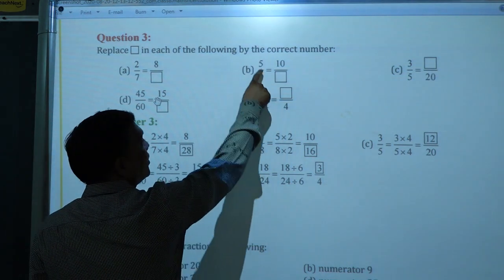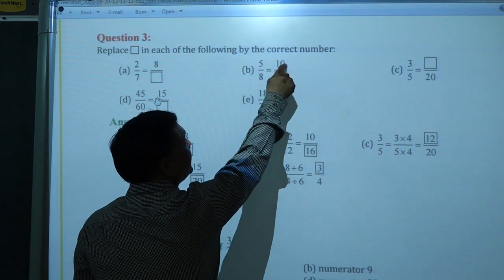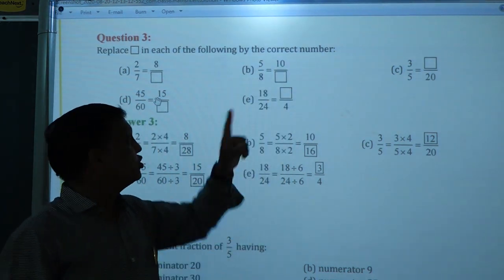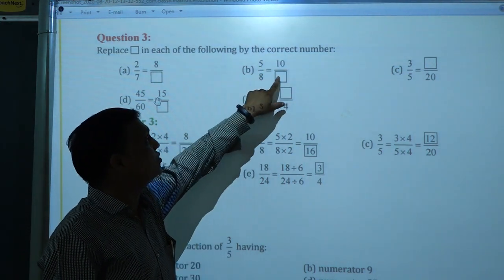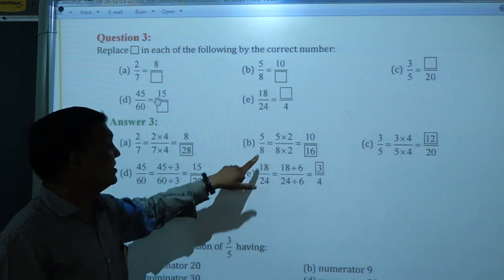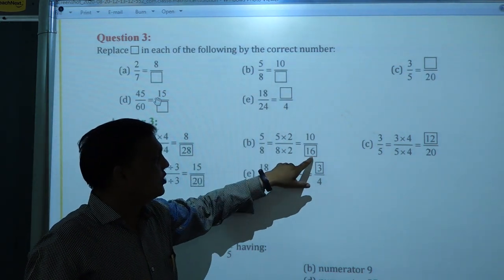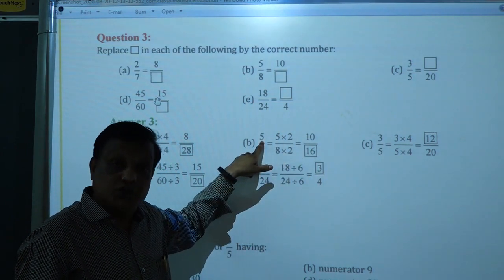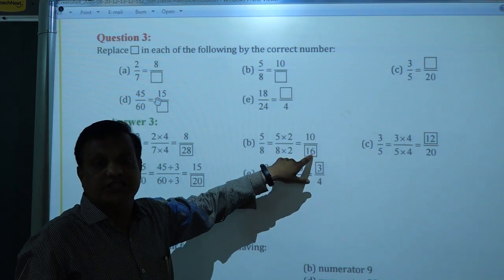Again he is given 5 upon 8 and he is asking 10 upon dash. So 5 is smaller than the 10. In the 5 table, 10 comes. When 10 comes, 5 2s are 10. So when you multiply here 5 2s are 10, the same 2 you have to multiply here, 8 2s are 16. 5 upon 8 is the question and our required answer is 10 upon 16.